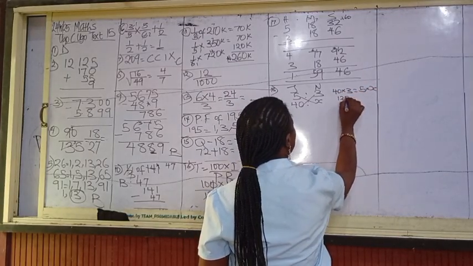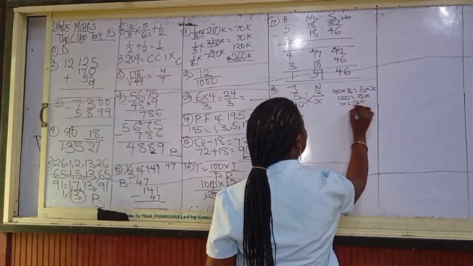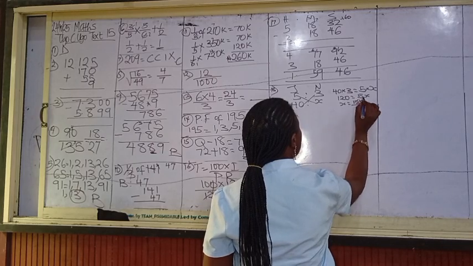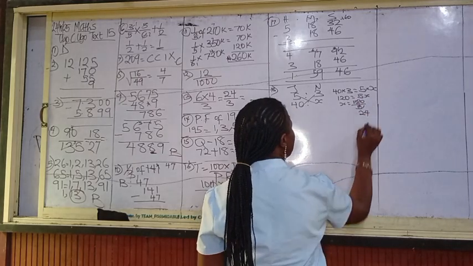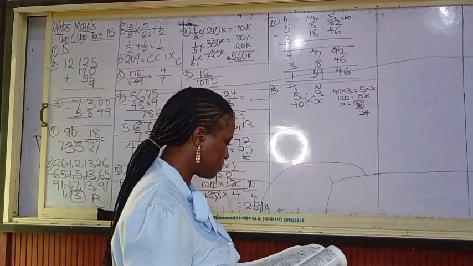That will be 40 times 3 is equal to 5 times x. 40 times 3 is 120, which is equal to 5x. X is equal to 120 divided by 5. 5 into 12 is 2, remainder 2. 5 in 20, that is 4. So we have 24 as our answer there.